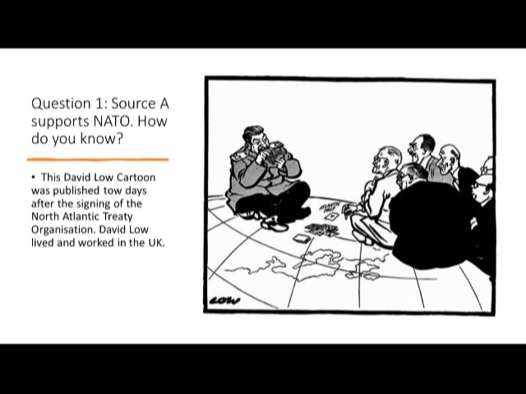Whereas Stalin, well, the artist David Low is depicting him sitting on his own. Because, of course, at this point, the Soviet Union didn't have any formal military alliance. The Warsaw Pact wasn't set up until 1954. So it's clearly showing that in 1949, the West was in a stronger position than the Soviet Union. Now, as you know, this all came about because of the events of the Berlin blockade. It was a direct consequence of that.